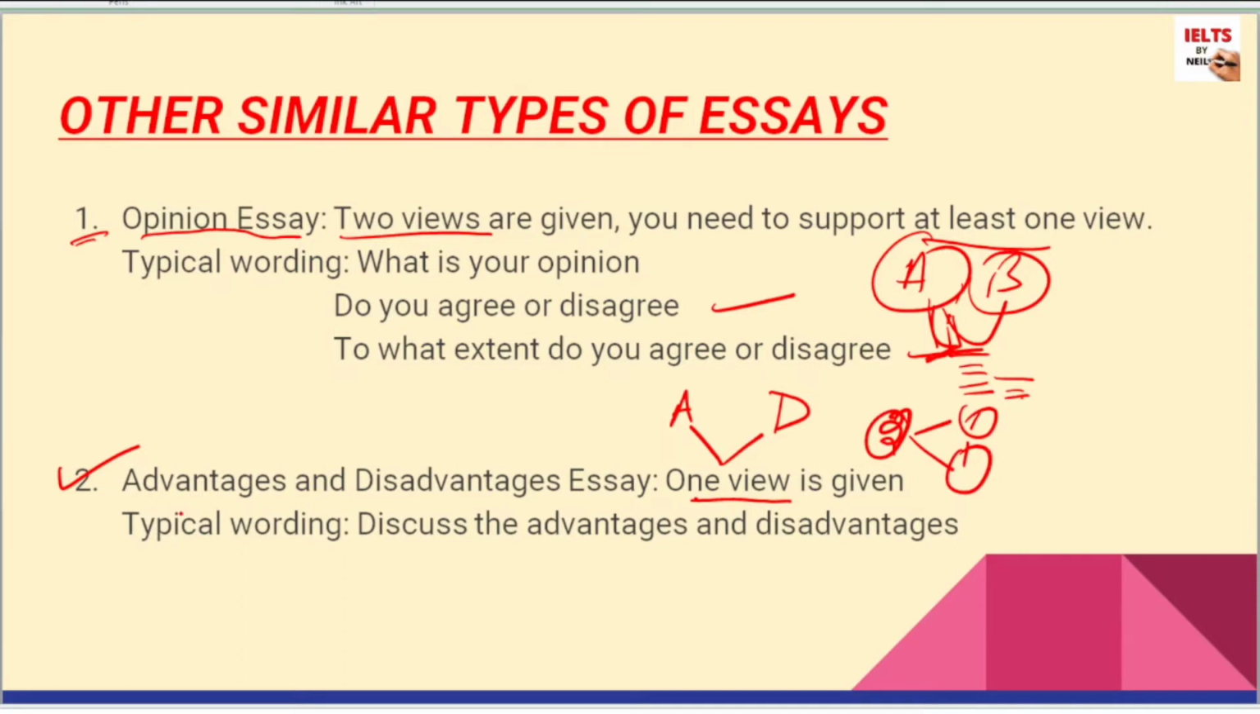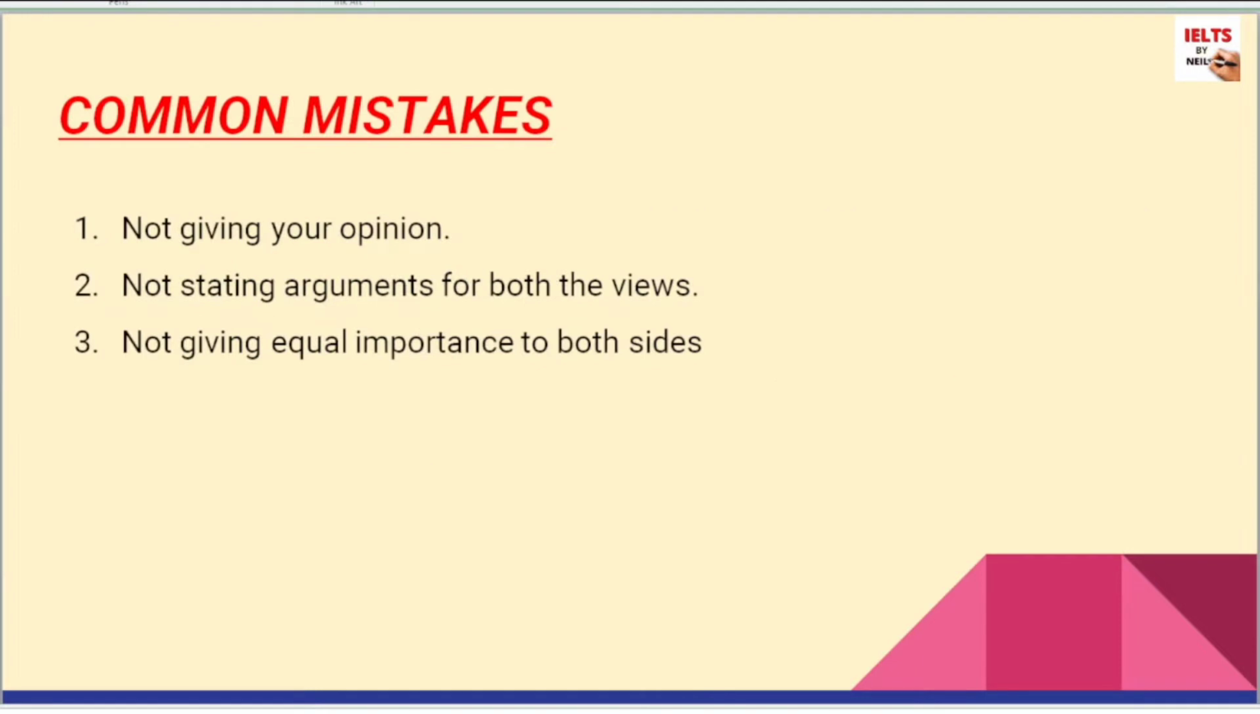And the typical wording for this advantage and disadvantage essay is: discuss the advantages and disadvantages, and of course only one view is given. So you have to be very careful while identifying the type of essay so that you don't go with the wrong structure. Coming on to the common mistakes, what are the common mistakes students make in a discussion essay?